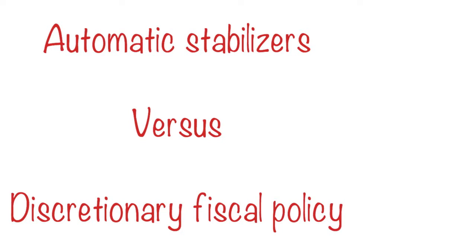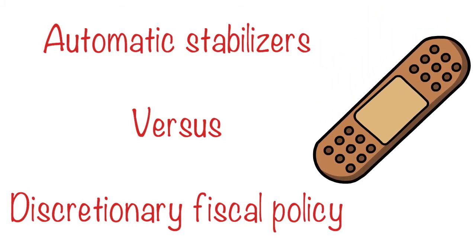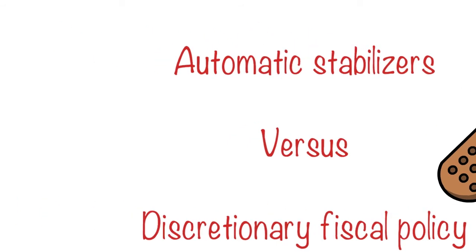However, there is such a thing as discretionary fiscal policy as well. And this happens when the government deliberately changes the stance of fiscal policy by changing its tax rates, the level of social welfare benefits, and the level of expenditure on goods and services.